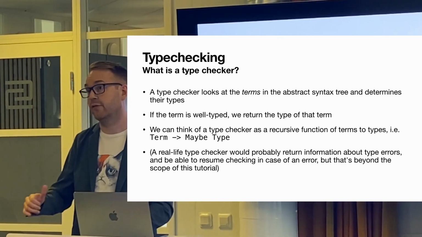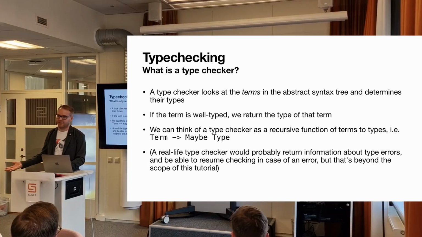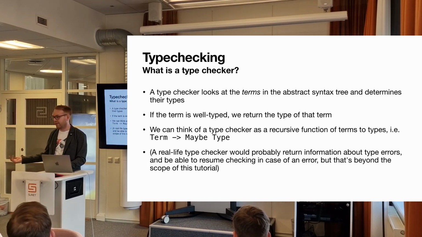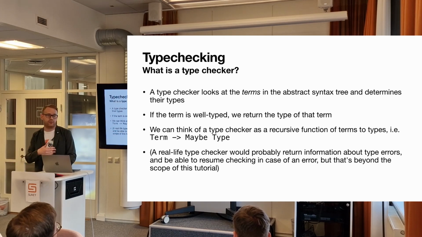And this would be a really simple example. A real-life type checker would have information about if something went wrong, like what it was that actually failed to type check, where in the program this happened, etc. But for the sake of this tutorial, we'll skip that.